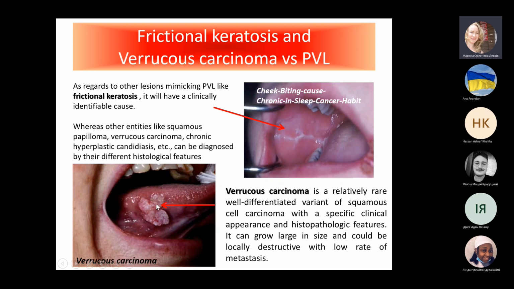It is a relatively rare, well-differentiated variant of squamous cell carcinoma with a specific clinical appearance and histopathologic features. It can grow large in size and could be locally destructive with a low rate of metastasis. So, verrucous carcinoma.